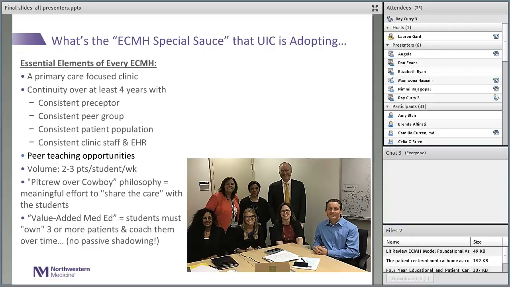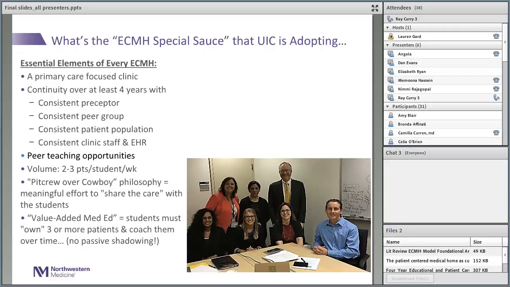When the students at Northwestern have been involved for 4 years, it really does become the centerpiece of their medical school experience. The peer teaching opportunities, as Dan has referenced already, there needs to be sufficient volume. This is a potential problem that we're very watchful for in the FQHC environment where no-show rates are high.